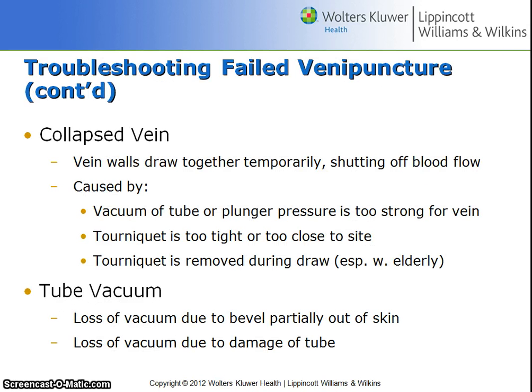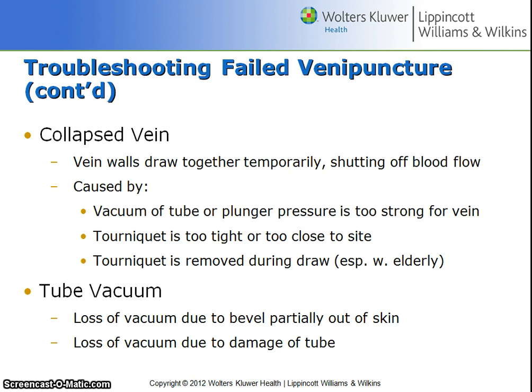Alright, and then finally, there can be occurrences of collapsed veins, when vein walls draw together temporarily, shutting off blood flow. This is caused by the vacuum of the tube, or plunger pressure that is too strong for the vein, if the tourniquet is too tight or too close to the site, or if the tourniquet is removed during the draw.